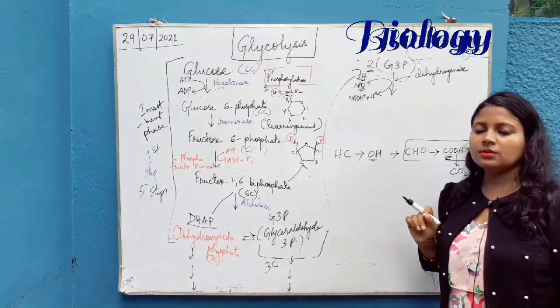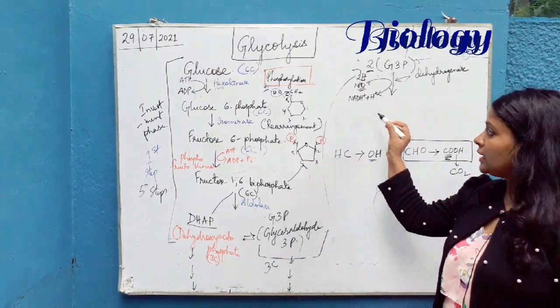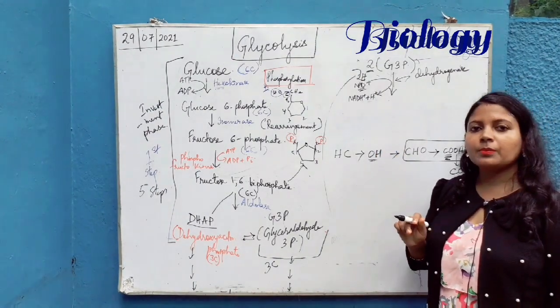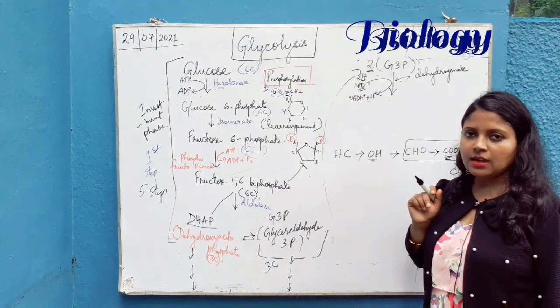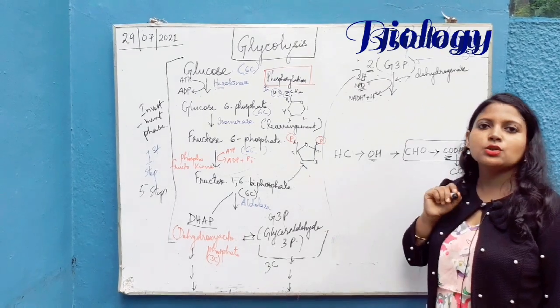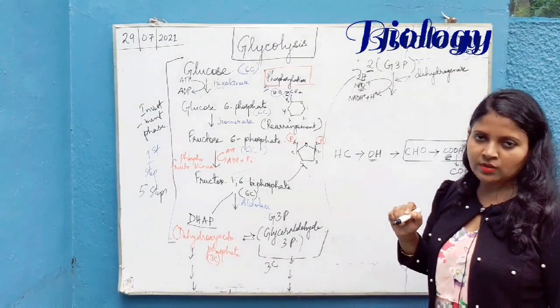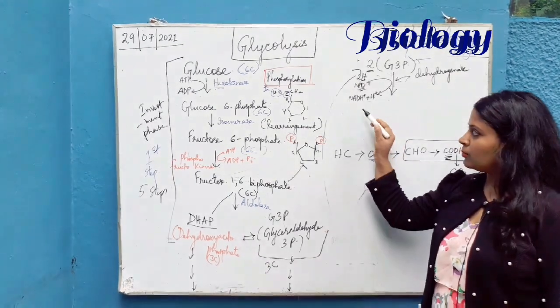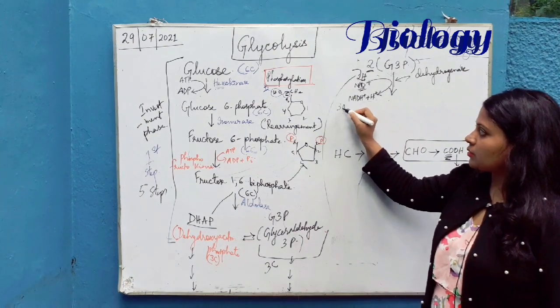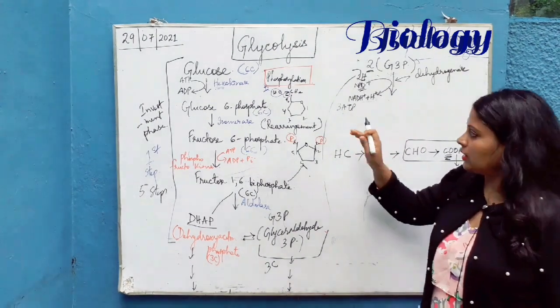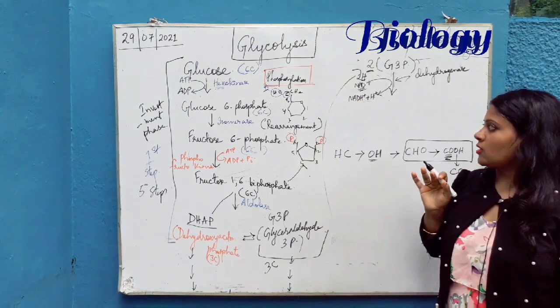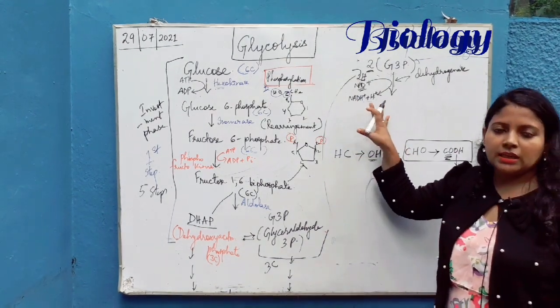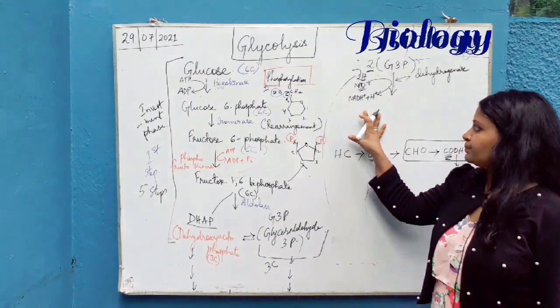Now, this NADH plays a very great role. This NADH will help in producing more energy. After traveling through the electron transport chain, it produces 3 ATPs. We will talk about this later, after teaching the Krebs cycle. Now, the focus is that NADH has been produced here.